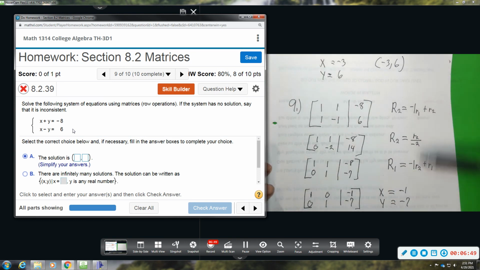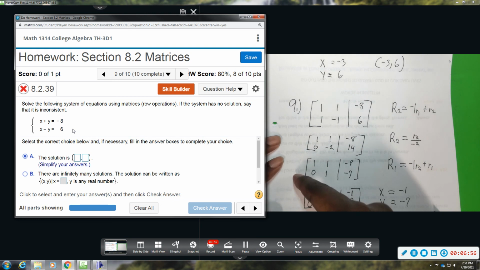This is the process that you have to go through all the way for every row, every column, to make sure you get reduced row echelon form and solve it. Now, the calculator can do this as well. I want to show you that. It's going to do it all at once for us.